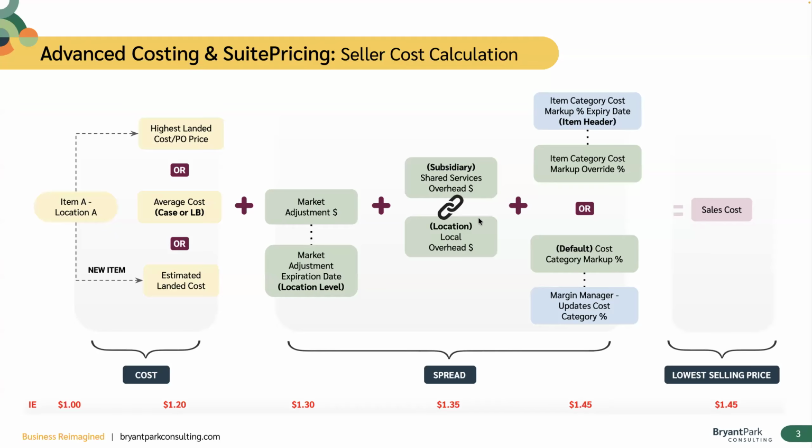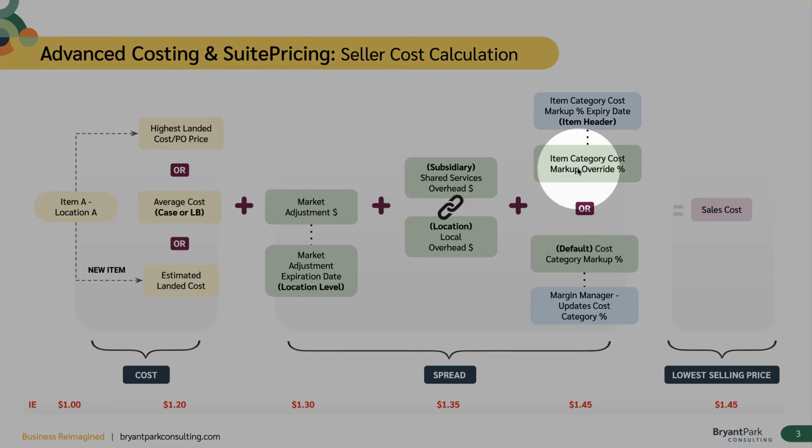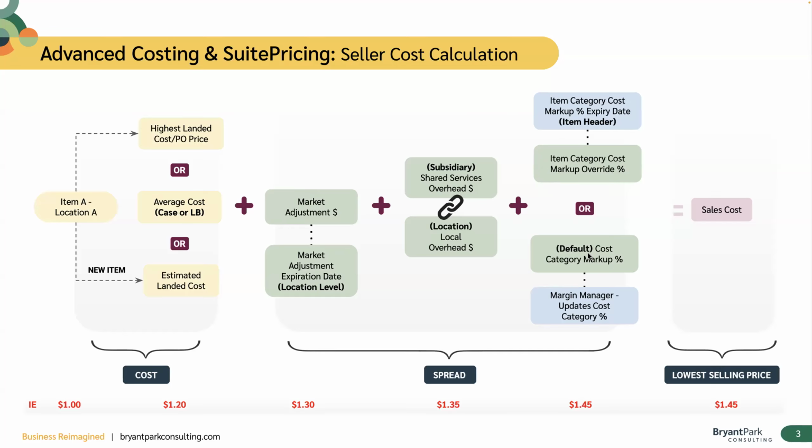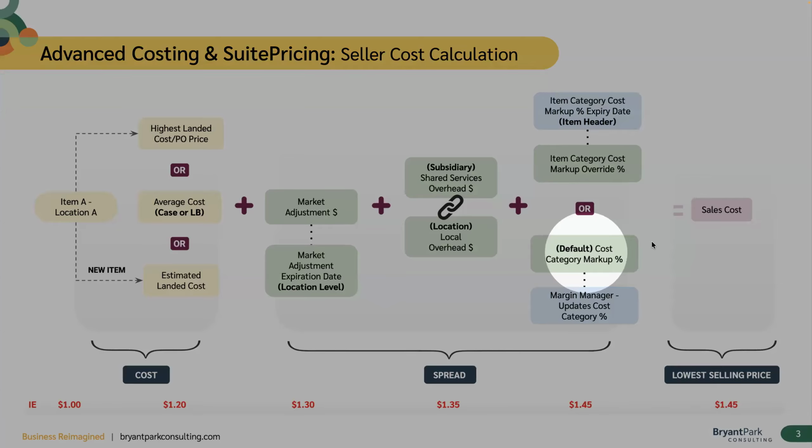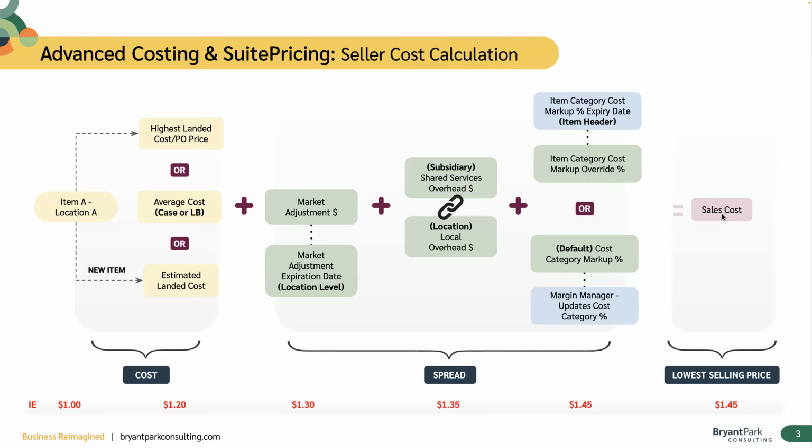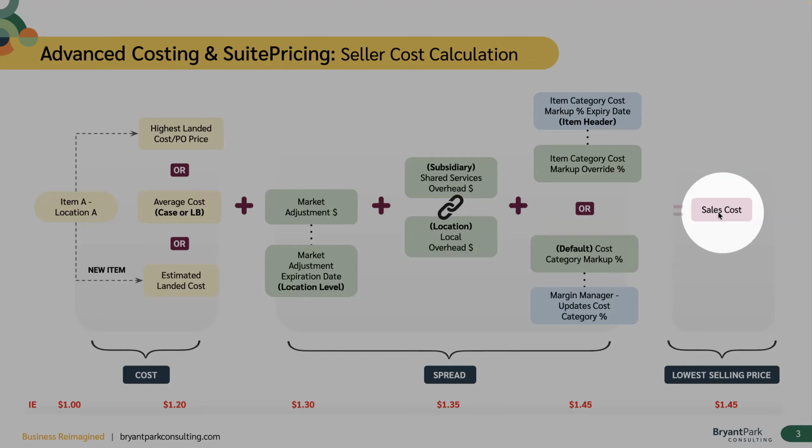Once we've accounted for market adjustments and overhead, we also have the ability to do an item category cost markup, and that can also then be overridden at the item level if we so choose. When all is then said and done, what we are left with is what's commonly called a sales cost. This would be the lowest selling price in order to ensure margin.